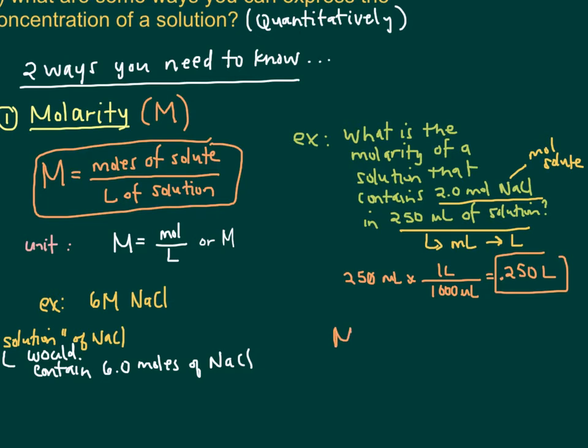And then we know that molarity is going to be your 2 moles of sodium chloride divided by your 0.250 liters. When you work that out, you get that this solution has a concentration of 8 moles per liter, or 8 capital M. So its molarity is 8 moles per liter. Even though we only have 250 milliliters, we know that if we had 1 liter, there would be 8 moles of sodium chloride floating around in it.